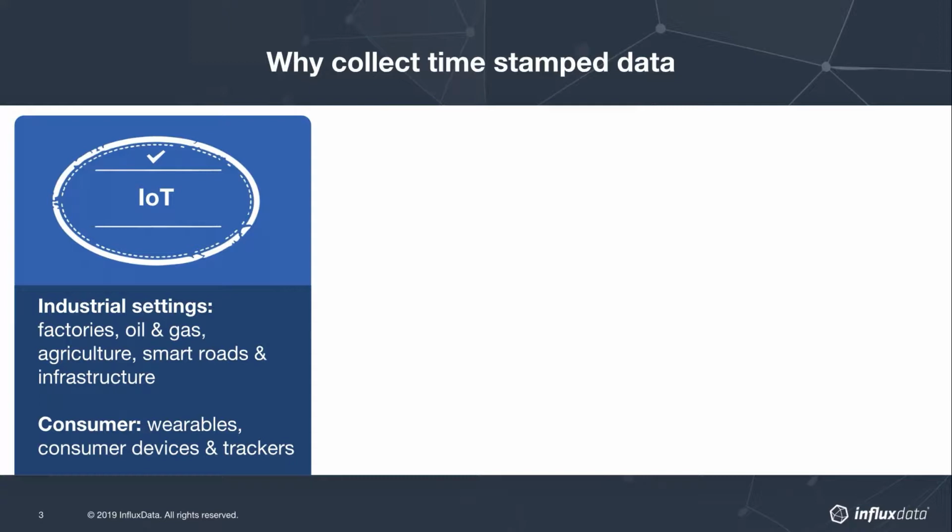And in the consumer arena, you have probably millions of users, so you may not be collecting a number of different metrics on a single user, but you have millions of users, which means you have a lot of timestamp data that's being collected from wearables and things like your Nest thermostat. So you have a volume issue there when you're collecting that kind of timestamped data.